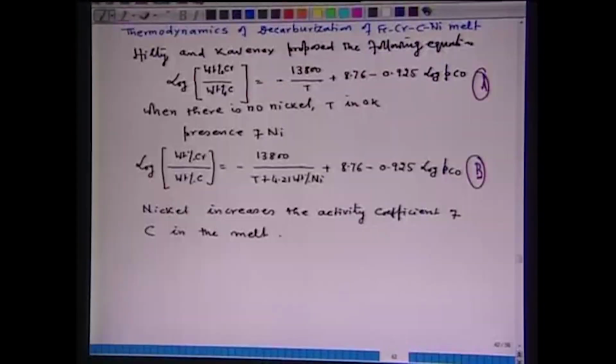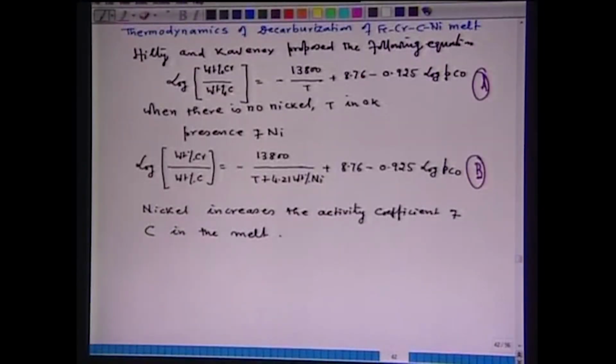Now, let us today illustrate the effect of temperature and partial pressure of carbon monoxide for two different melts. I will take different temperatures and different partial pressures of carbon monoxide to illustrate the effect. I will take an example for an iron, chromium and carbon melt, and also an example of iron, chromium, carbon and a constant nickel, for example 10% nickel.